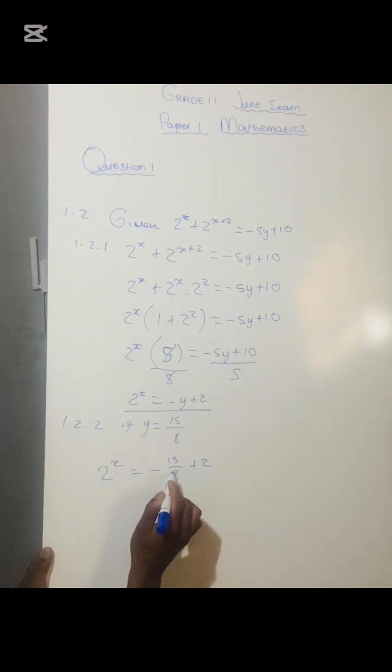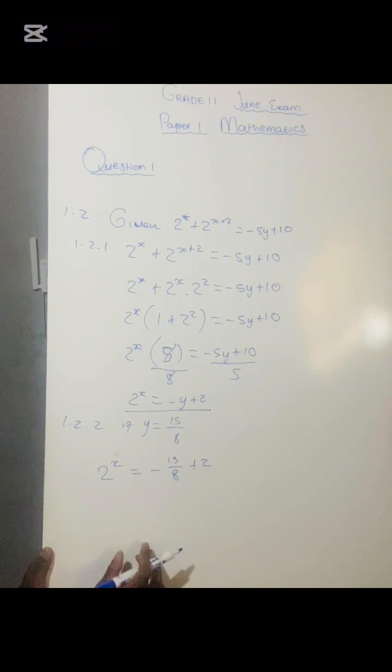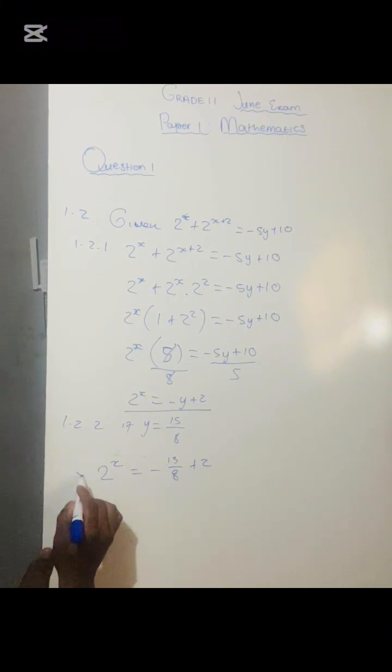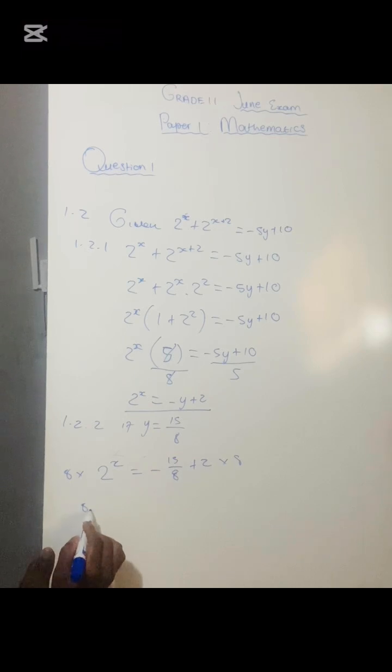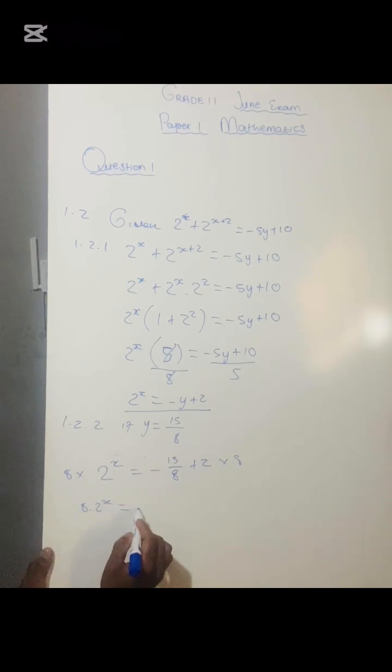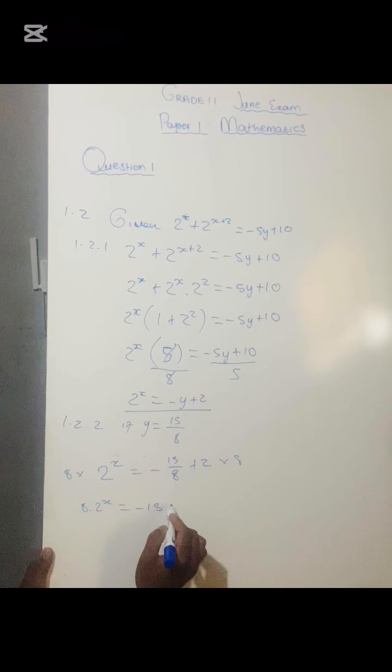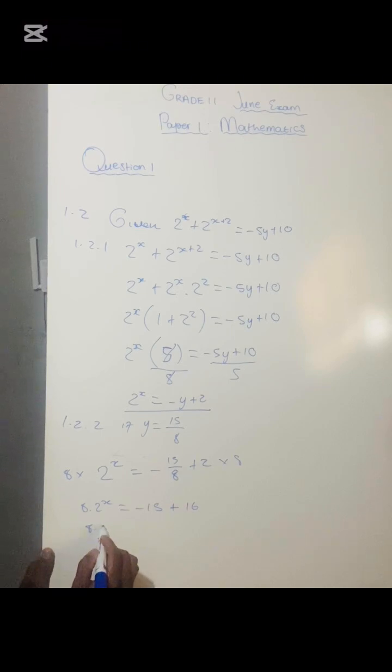Then from there what we do, remember that we multiply by the LCD, both sides, which is as we multiply by 8 and by 8, therefore you're going to have 8 times 2 to the power of x equals negative 15, then plus 16. So now you simplify these two numbers, 8 multiplied by 2 to the power of x equals negative, which will give you positive 1. We divide by 8 both sides. As we divide by 8 both sides, we're going to have 2 to the power of x equals 1 divided by 8.